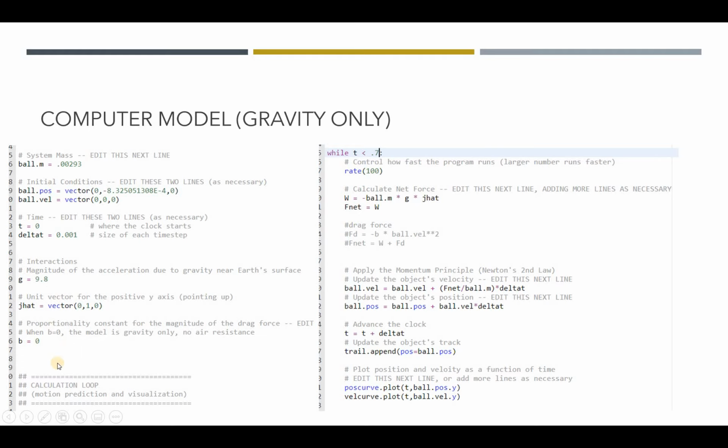B is 0 since there's no drag force. And then our weight is mass times gravity times j hat, and that's going to be our force net. As you notice, it's going to be negative since it's going down, in the negative direction. And this is going to be our Newton's second law, and we're going to use that to update our position.